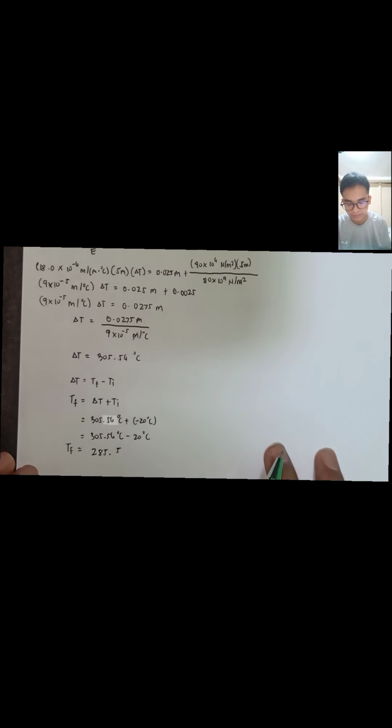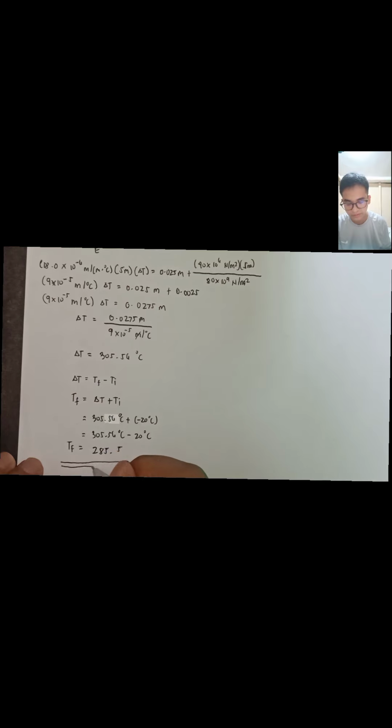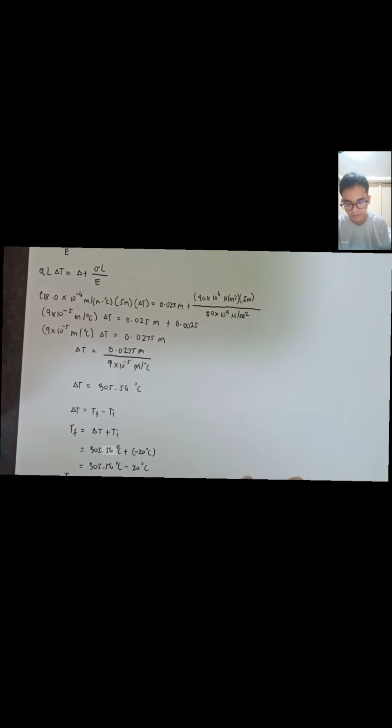305.6 degrees Celsius plus negative 20 degrees Celsius. So, labas na lang natin siya sa parenthesis. So, magiging minus 20 degrees Celsius. And makukuha natin is final temperature is 285.6 degrees Celsius. So, yun na nga. For the problem number 1, ang answer natin is 285.6 degrees Celsius.